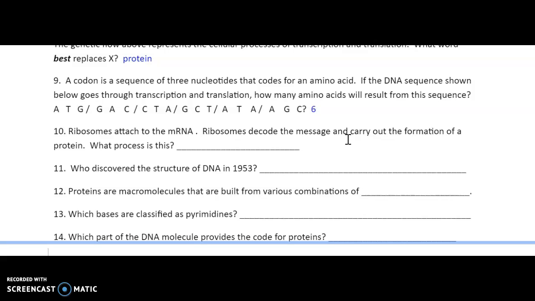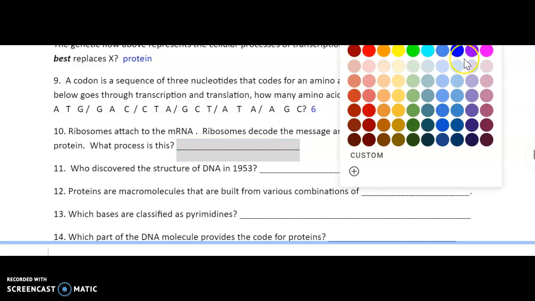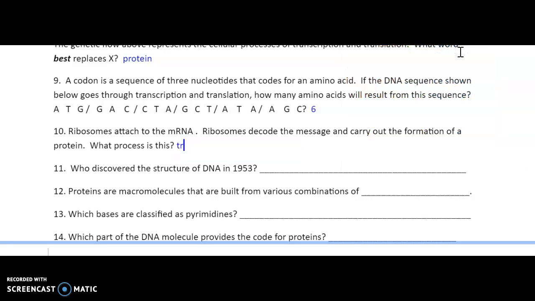Number 10, ribosomes attach to the mRNA. Ribosomes decode the message and carry out the formation of protein. This process is called, well, this is the final step of protein synthesis. The mRNA code is translated into a protein. So this is called translation. Transcription and translation, 2 steps. Transcription comes first in ABC order. It happens first. C comes before L.